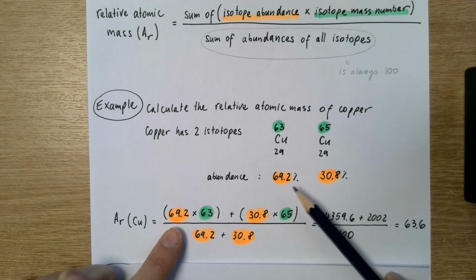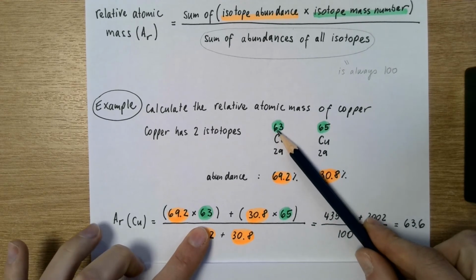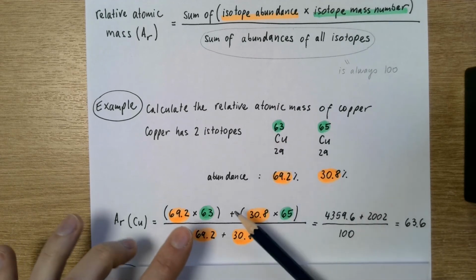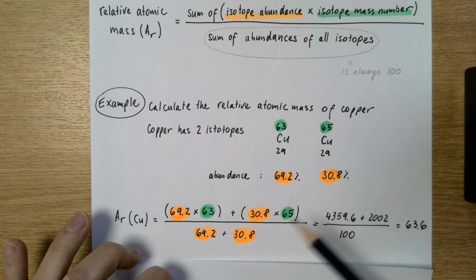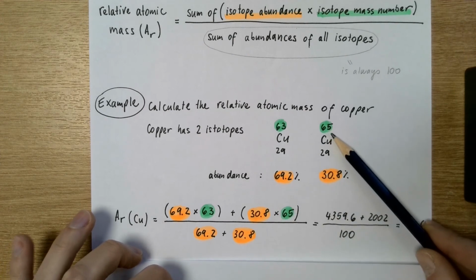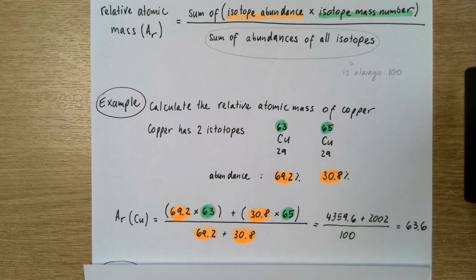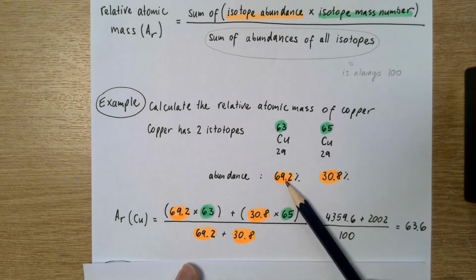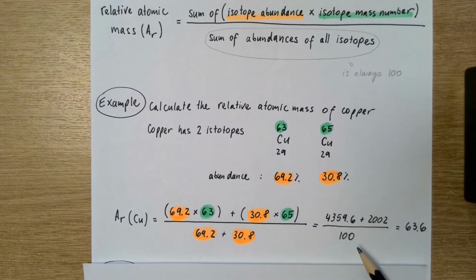So using this equation, the abundance of the first one, 69.2 times 63, which is the mass number of the first isotope, plus 30.8, which is the abundance of the second isotope, times 65, which is the mass number of the second isotope. We divide it by the sum of all abundances, 69.2 plus 30.8. As you notice, the bottom part comes up to 100. We calculate it, and our result is 63.6.